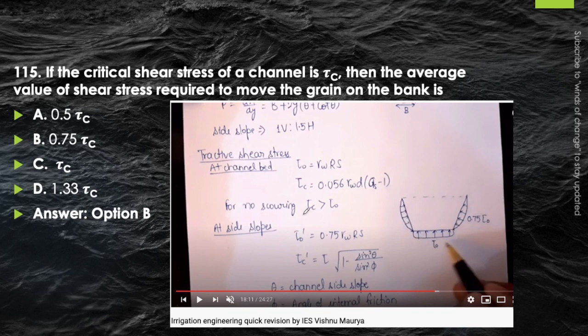Since this is at the side slope and this one is the channel bed, and in the question it is being asked about the shear stress required to move the grain on the bank, so it will be option B, that is 0.75 tau c.